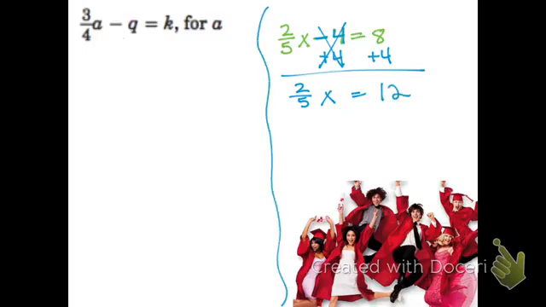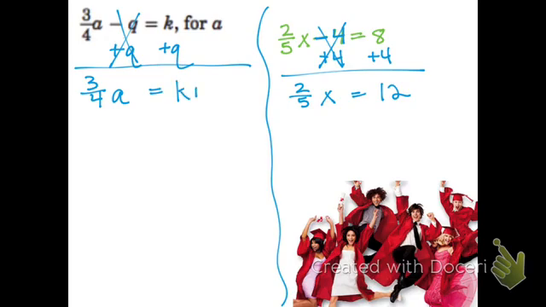Let's do that same thing to our problem here on the left. Let's move that minus q by adding q, because minus q plus q is 0. So we're left with 3/4 a equals k and q. Nope, they're not like terms. We can't combine them, so I'm just going to leave it as k plus q.